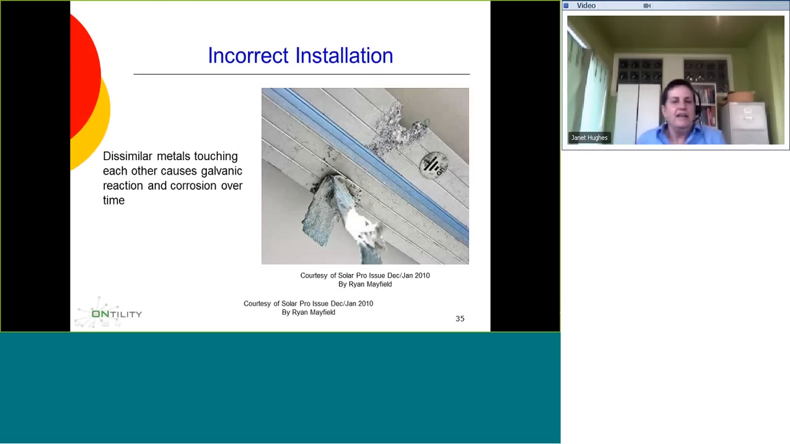All right, this is something else, dissimilar metals, the galvanic reaction and corrosion that takes place. It really can eat things up, and this was a good picture that was in Solar Pro magazine showing what happens when dissimilar metals touch over a period of time.